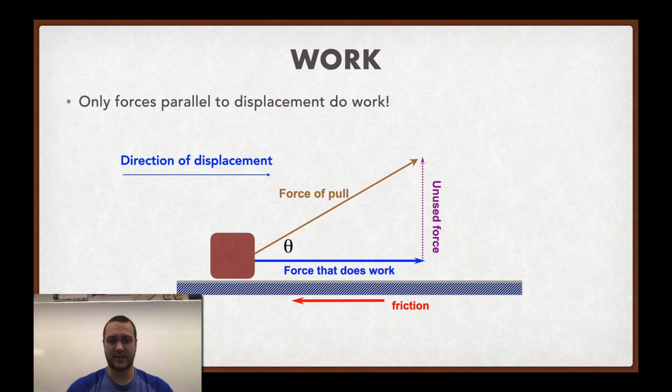Think back to our forces at angles. Only the force in the direction of motion was the one that caused the acceleration. Thus, the force that is causing the acceleration is the force that will do work, because that is the direction it will also be accelerating in. Thus, it's the direction that it's going to be moving in, whether the horizontal or the vertical plane.